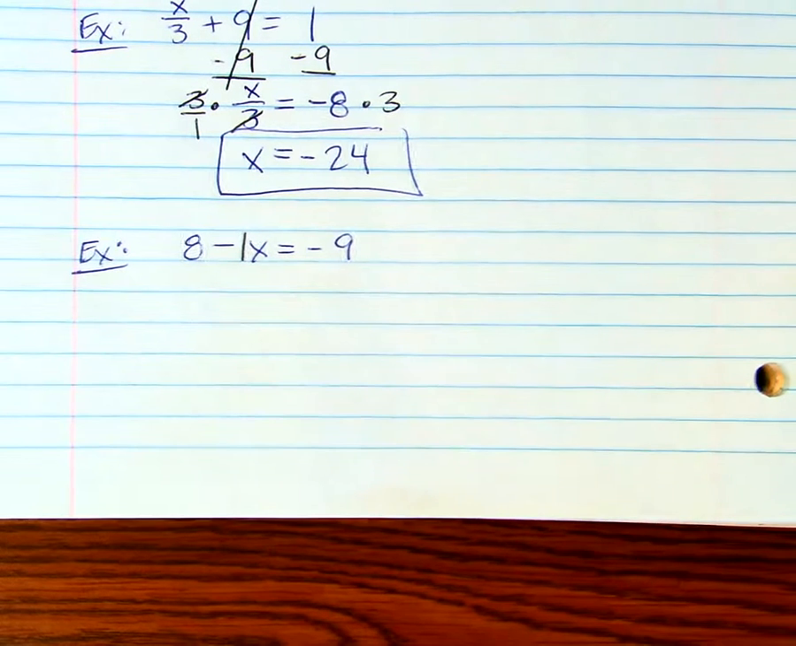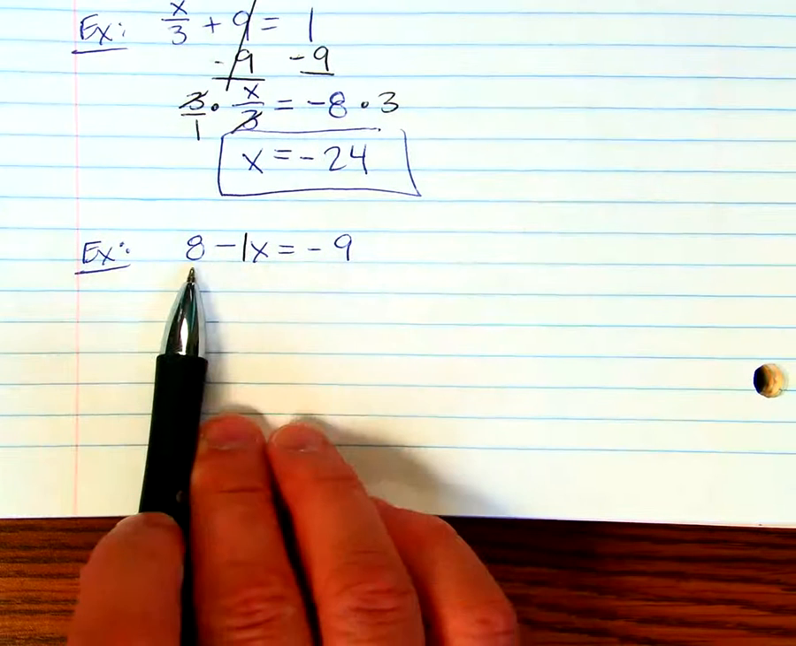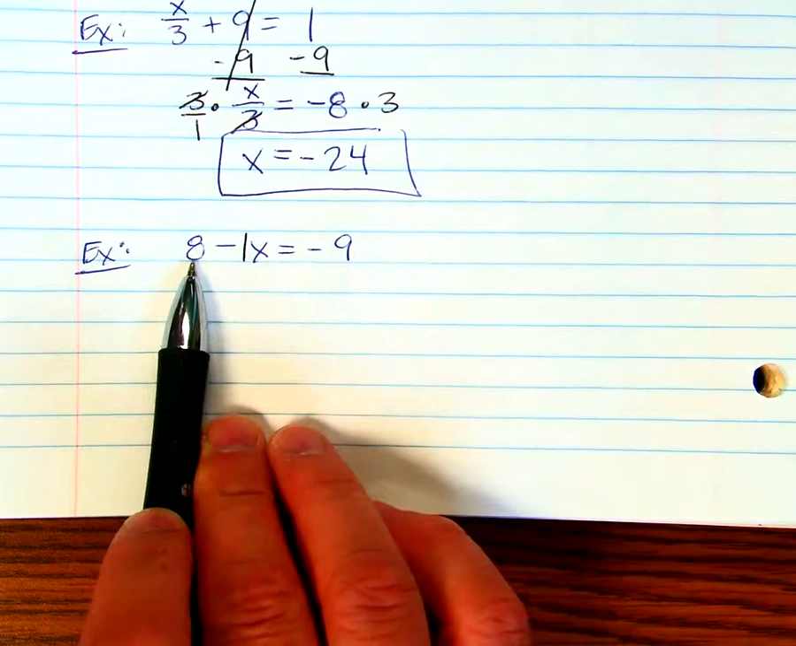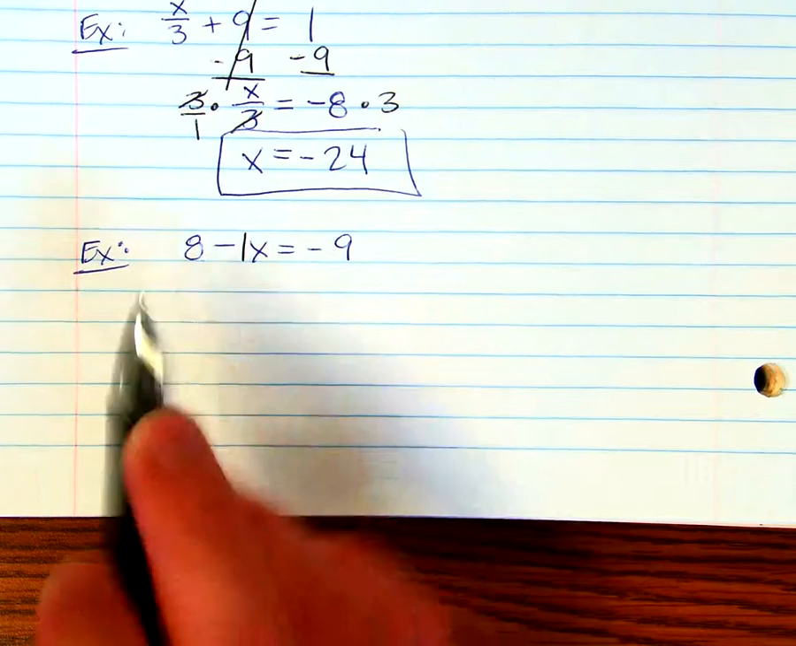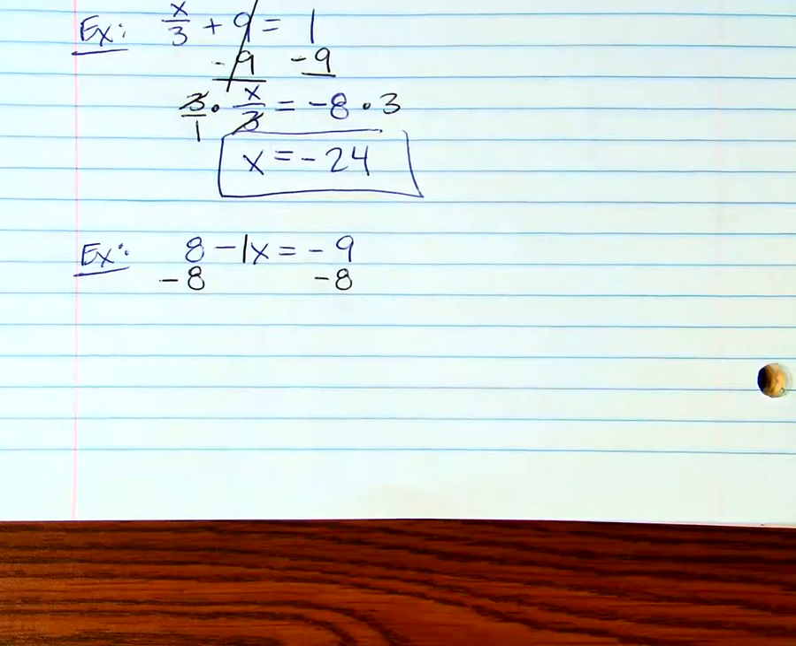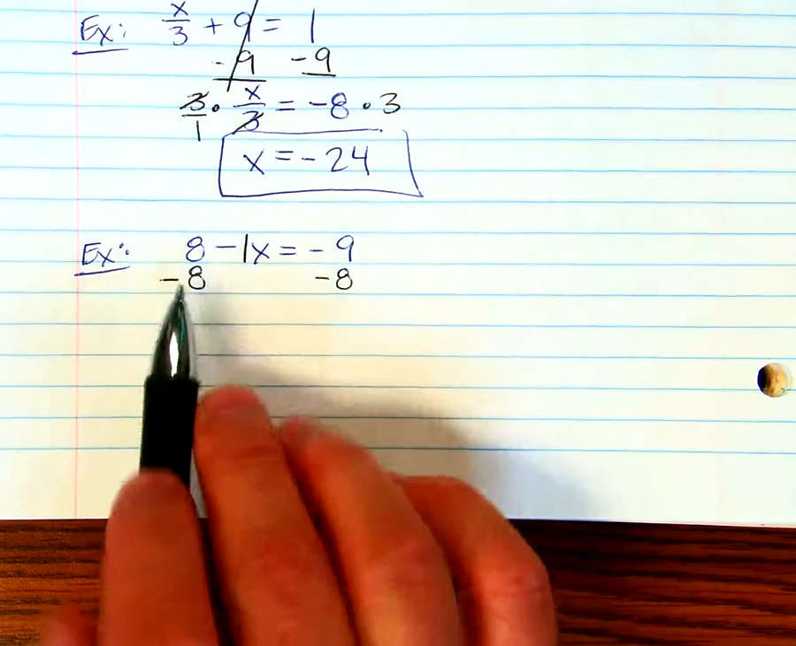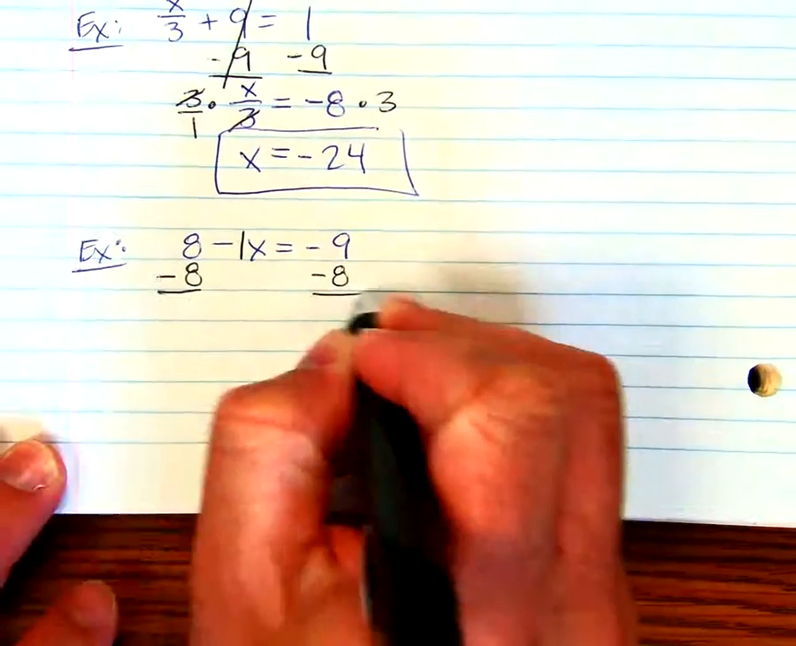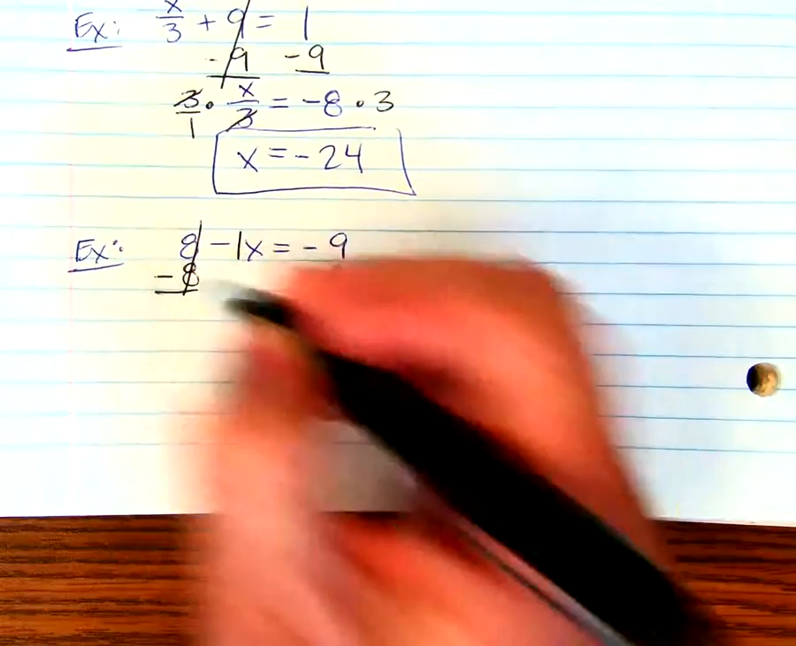So the way we're going to do this, still following the same rule, let's get rid of the constant first. My constant is 8. It is a positive 8. What's the opposite of positive 8? Negative 8. And remember, when we're doing equations, negative signs and minus signs are really the same thing. So when I say negative 8, I'm saying that I'm supposed to subtract 8. 8 minus 8 would give me 0.